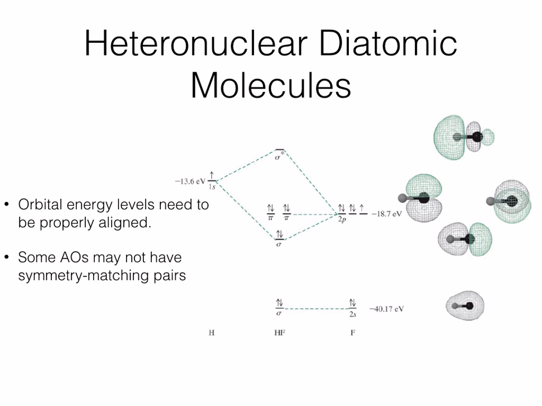Now, this is the last slide, and basically it shows a heteronuclear diatomic molecule. And this is an example of HF. Now, the diagram here is very similar to the homonuclear diatomic molecule. There are only two things that could be different.